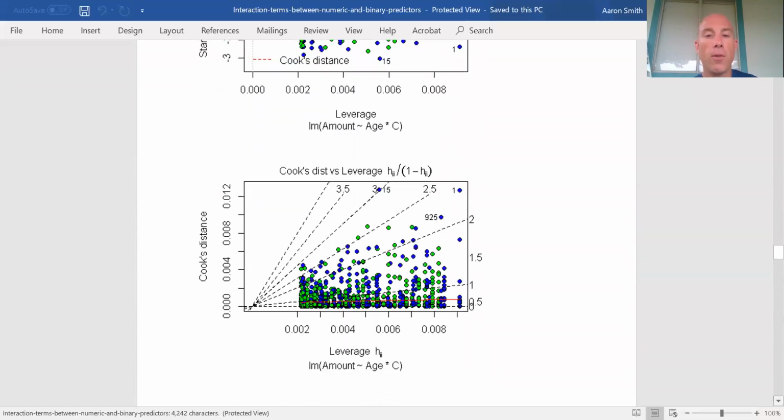And Cook's distance versus leverage, and we haven't really talked about these, but we keep on looking at them. Basically, the higher along the contour, the more we want to take a look at it.